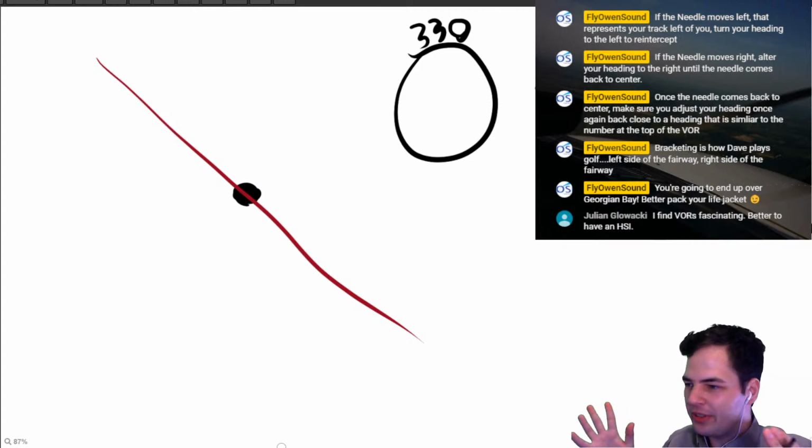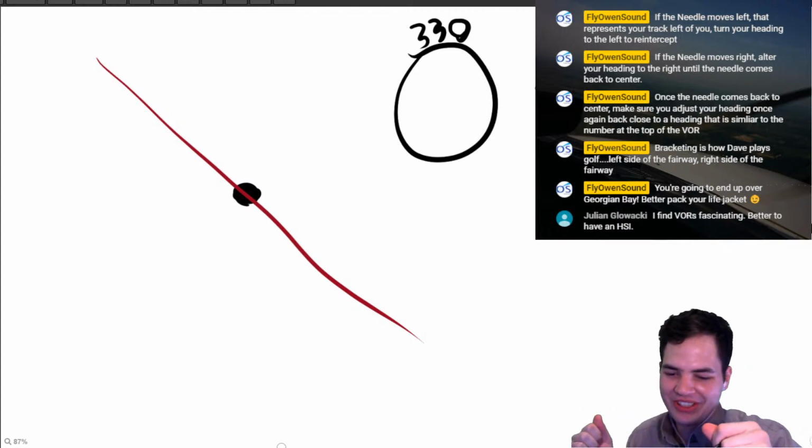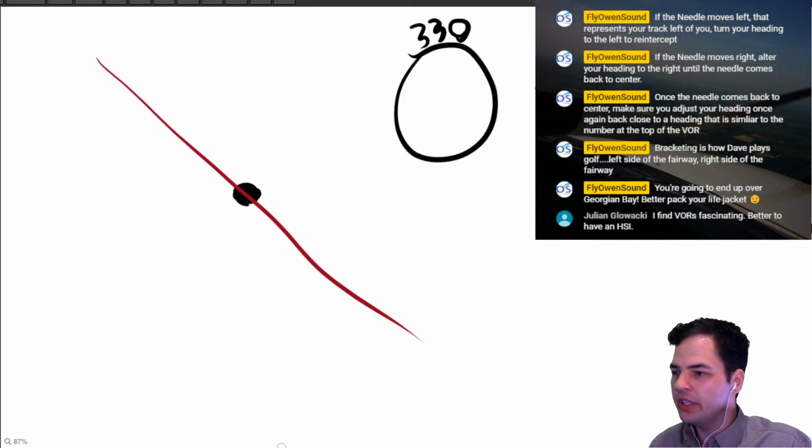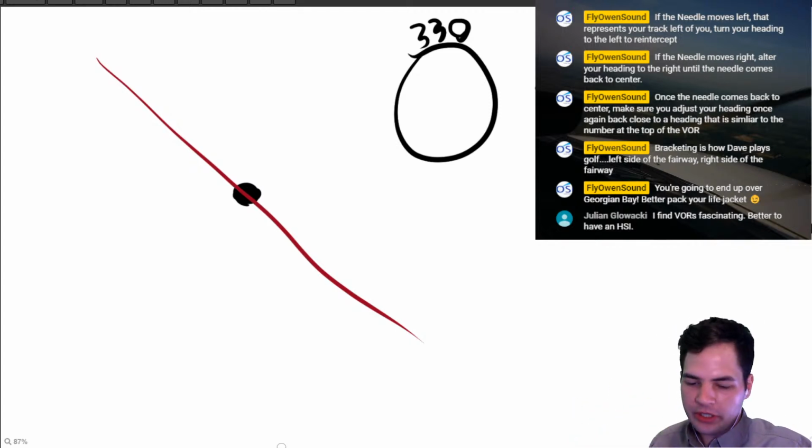Don't worry too much about that. Again, don't pull your protractor out on the test. You don't need that much accuracy. It's close enough. So 330, that's the radial I've selected.